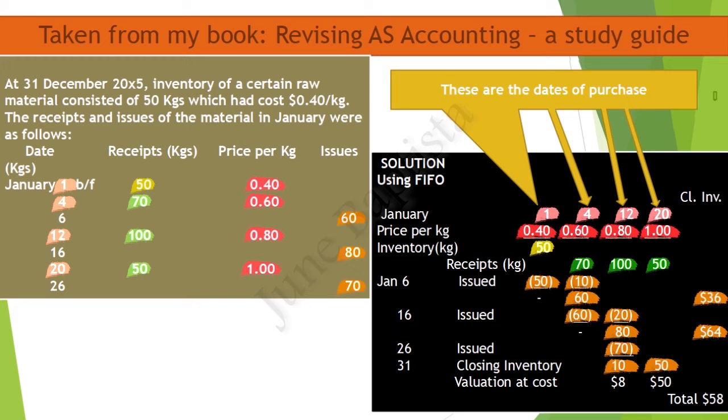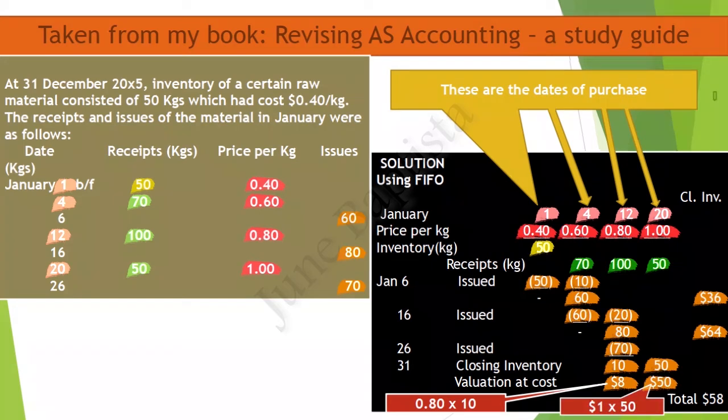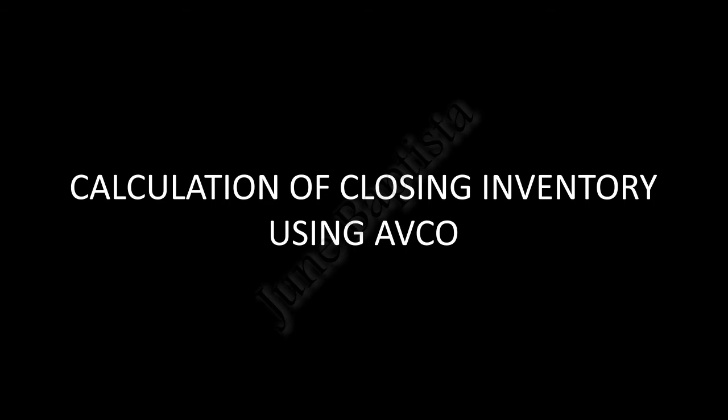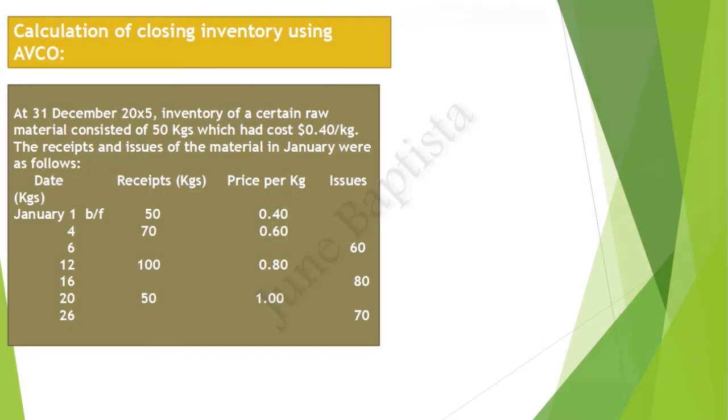When we value these, we will get $8, which is 80 cents times 10, for goods purchased on the 12th, and $50, which is 50 times $1, for goods purchased on the 20th. Therefore, the total valuation of closing inventory at the end of the month, 31st Jan, was $58. Let us now calculate AVCO using the same information. The solution.